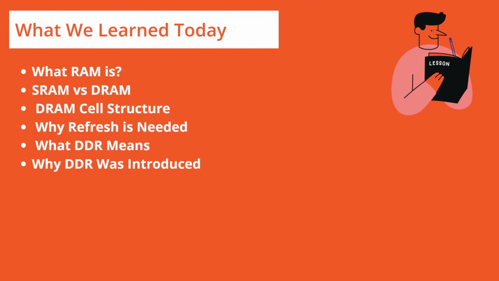So what we learned today is what RAM is, the basic difference between SRAM and DRAM, the DRAM cell structure, why refresh is needed, and what DDR means and why it was introduced. So with today's session we build the foundation. We didn't memorize commands or timing. Instead, we understood why DDR exists in the first place.